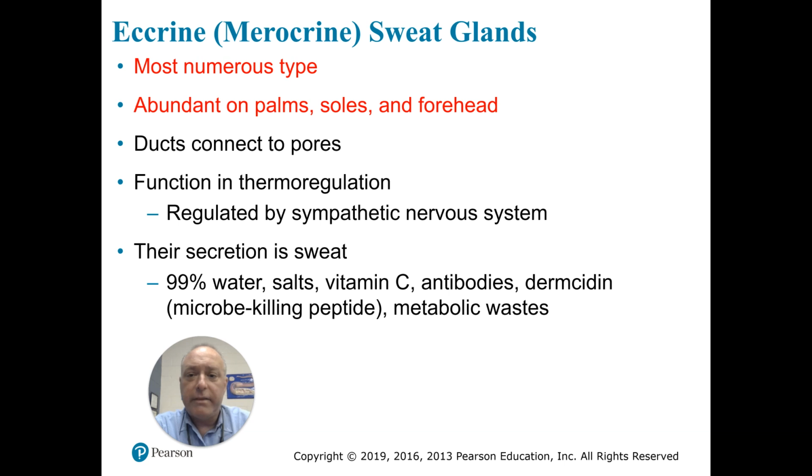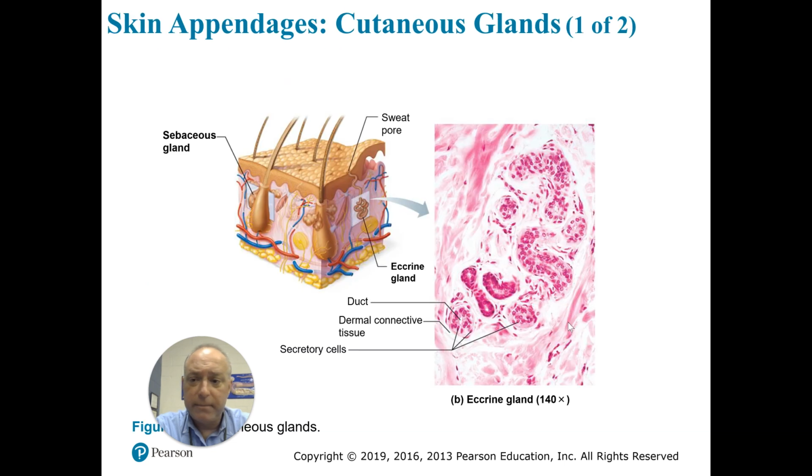So your eccrine glands, these are merocrine. These are your most numerous types. They're abundant on the palms, the soles, the foreheads. They're regulated by the sympathetic nervous system. They secrete sweat, which is 99% water, but you also have salts, vitamins, as well as metabolic waste. You have some metabolic waste that comes out of your sweat.